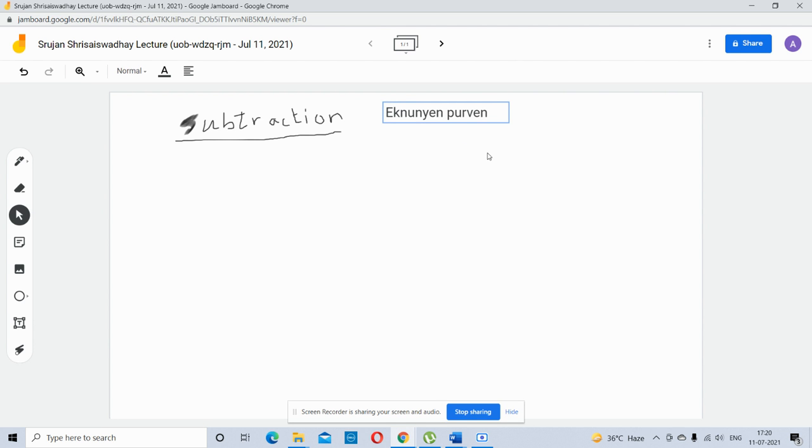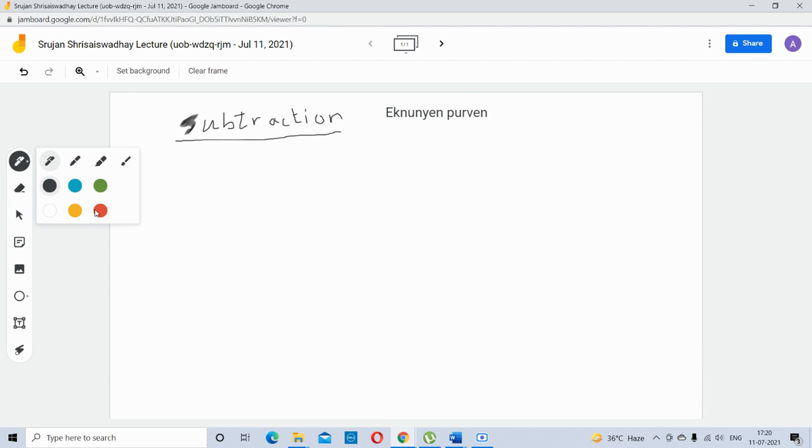One less than before. So if you want to get a previous value, you have to reduce one from the present value, and you will get the previous value. This is the meaning of ekanyunena purvena. So using this formula we are going to calculate a subtraction.